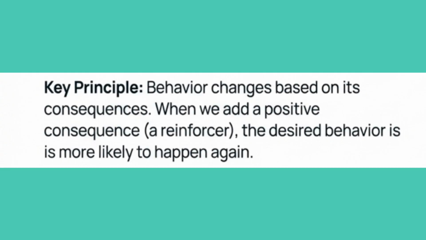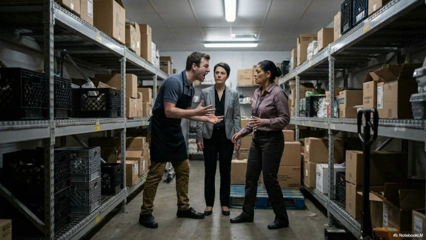Here's the principle. Behavior changes based on the consequences that follow the behavior. When we add a positive consequence after a behavior, that behavior is more likely to occur again in the future. That positive consequence is called a reinforcer. Often, a challenging or inappropriate behavior exists because the person does not know what to do in a given situation, or they have not been reinforced for the appropriate behavior in the past.